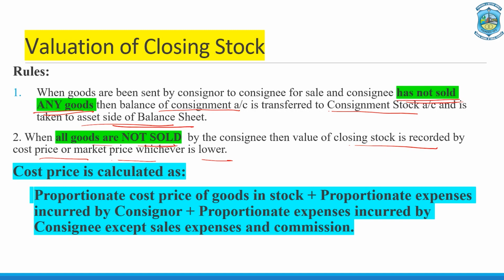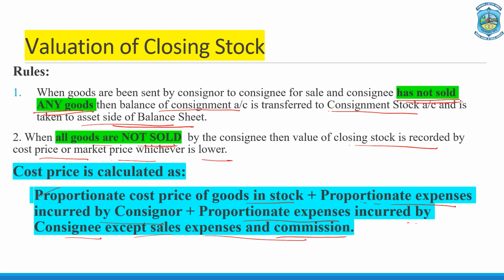So to calculate the value for the closing stock at the cost price, we have to make use of a formula. What is the formula to calculate the value for closing stock at cost price? The formula is proportionate cost price of the goods in stock plus proportionate expenses that are being incurred by the consignor plus proportionate expenses that are being incurred by the consignee except sales expenses and commission.